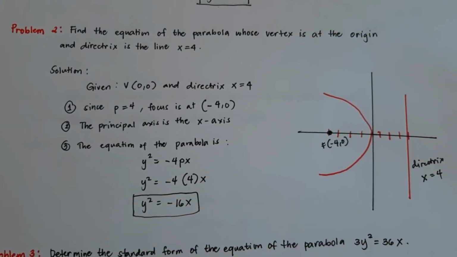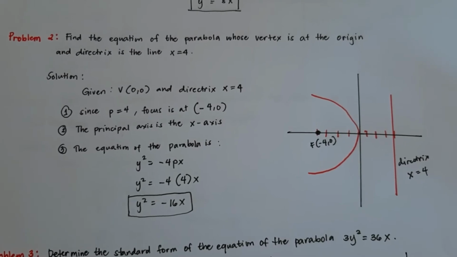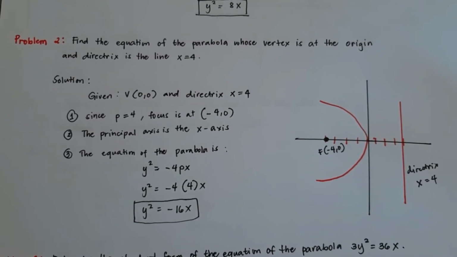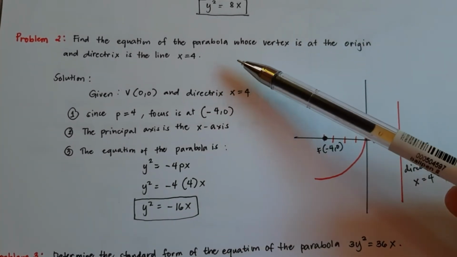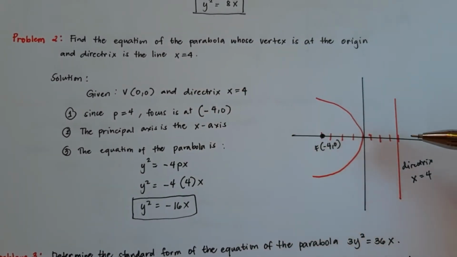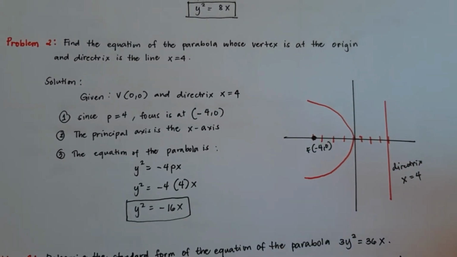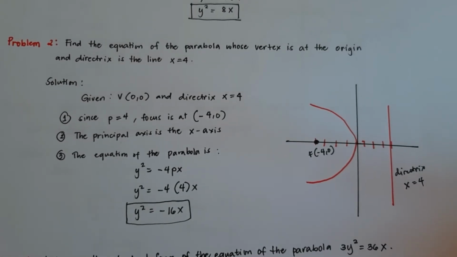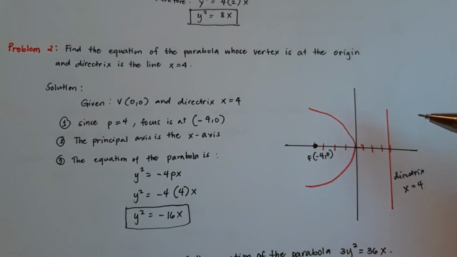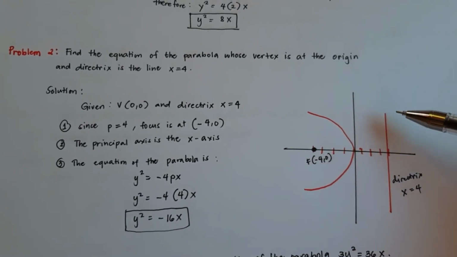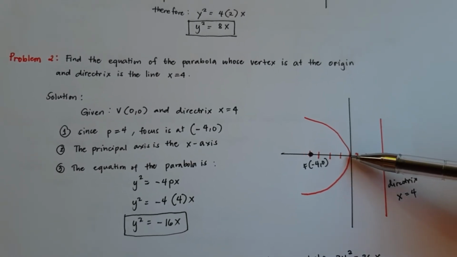Okay, problem number 2. Find the equation of the parabola whose vertex is at the origin and directrix is the line x is equal to positive 4. So, ibig sabihin, since ang directrix mo ay positive, ito siya, dinrawing ko na siya. So, tulad ng sinabi ko kanina, kailangan imagine niyo muna o pwedeng sketch muna yung parabola so that you can solve for the equation. Okay, since ang directrix ay positive, alam naman natin na nasa likod siya ng opening ng parabola. At ang vertex ay nasa origin lang.